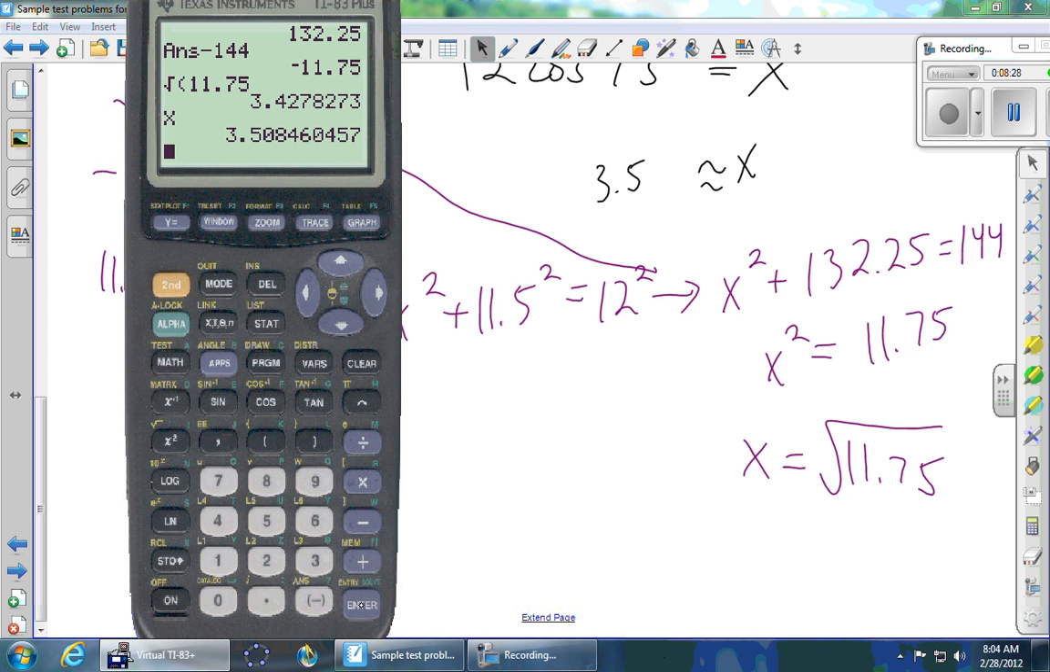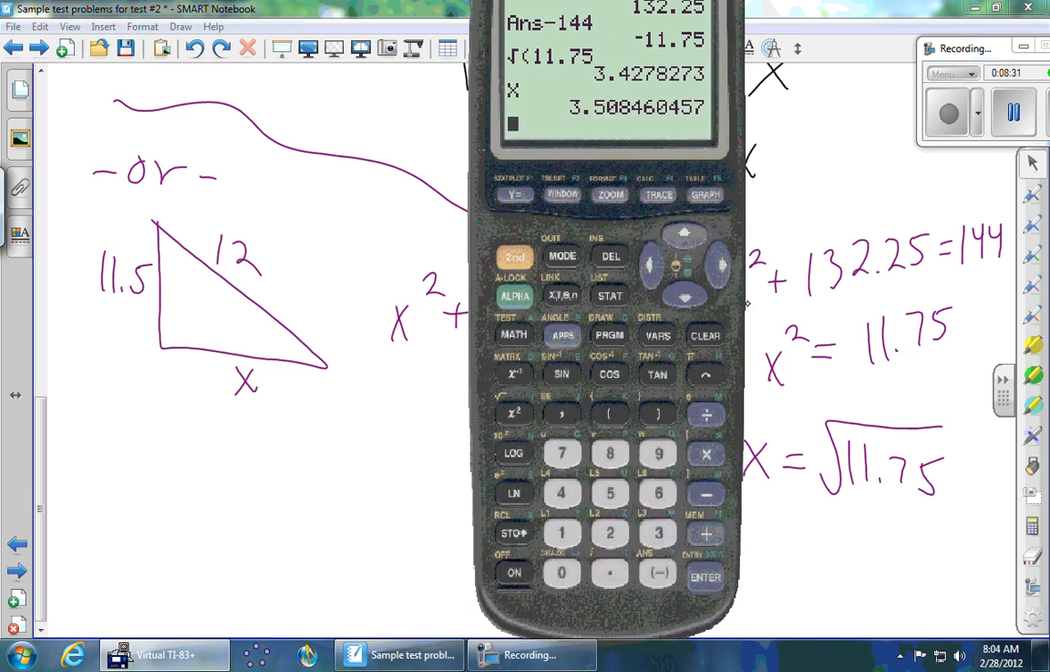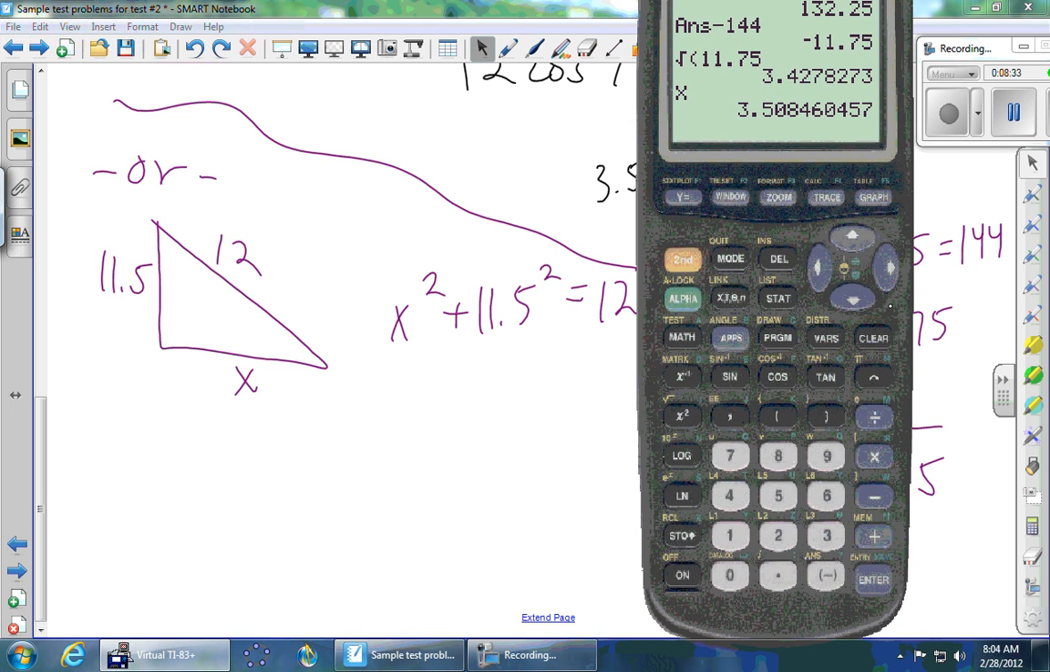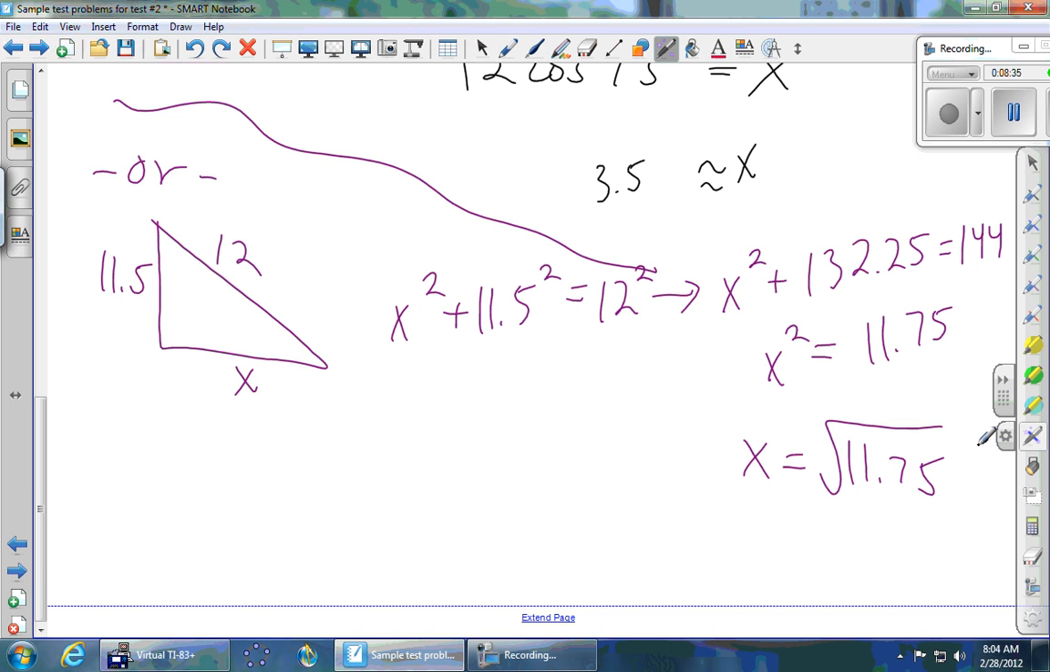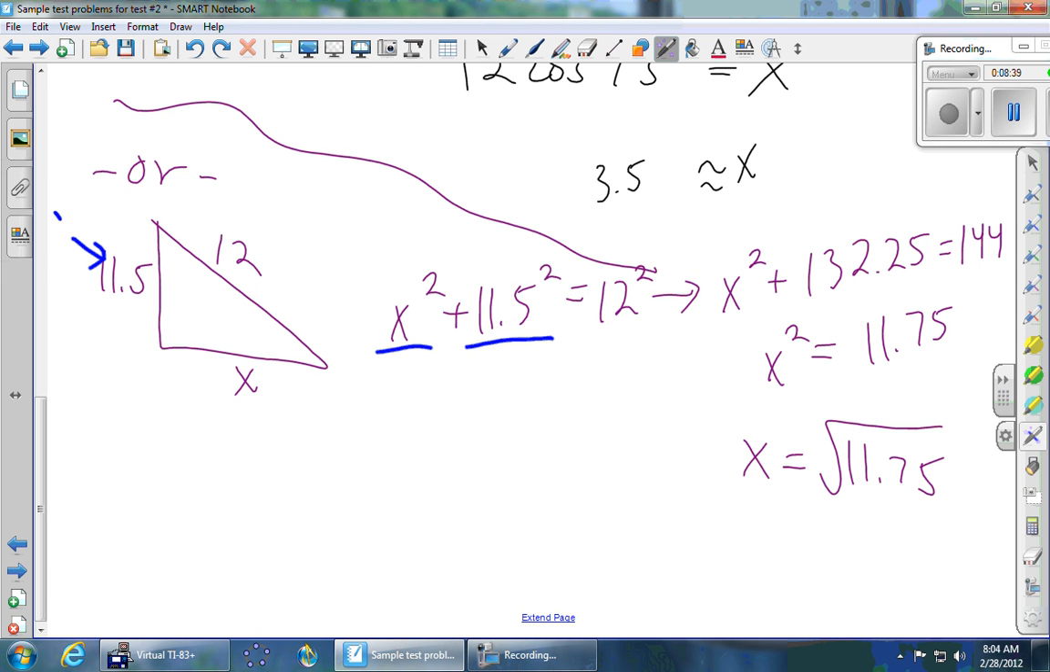Let's just go back to basics here. Looking at this picture, we had x squared plus 11.5 squared. But it wasn't really 11.5. It was something that I called y. So instead of 11.5 squared, this should have been a y squared. And so then instead of 11.75, it should have been 144 minus the y squared. So I'm just going to type that into my square root.